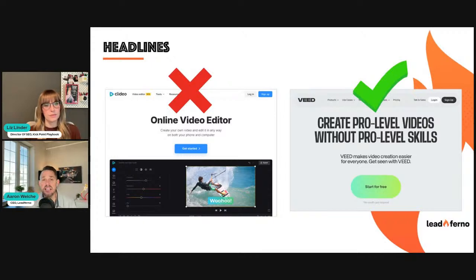Next one, just stepping outside of small businesses or service-based businesses, now we're looking at software tools. On the left side, again, we have exactly what it is. It's an online video editor. I've likely searched some type of term. There's a reason I have interest and come to this. So we're just stating the obvious.